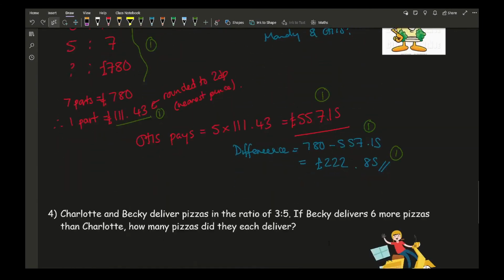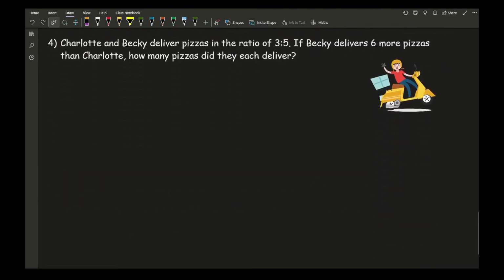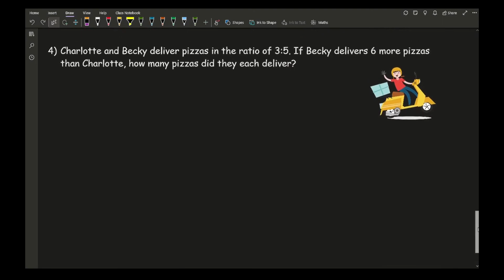So let's finally look at the last question. Here this question says that Charlotte and Becky deliver pizzas in the ratio of 3 to 5. If Becky delivers 6 more pizzas than Charlotte, how many pizzas do they each deliver? Now this question is a little bit tricky in terms of the wording and what it is that we're actually trying to find. So here I start by writing C and B, and they've got a ratio of 3 to 5. Now it hasn't actually told me how many pizzas Becky delivers. All it tells me is that she delivers 6 more.